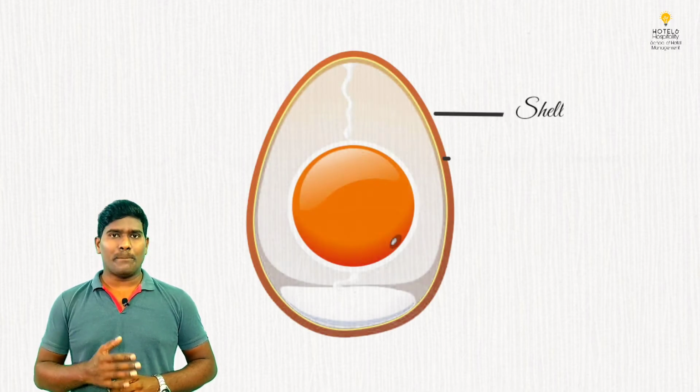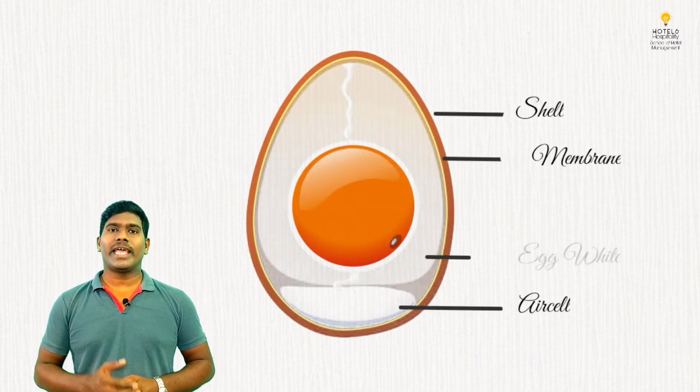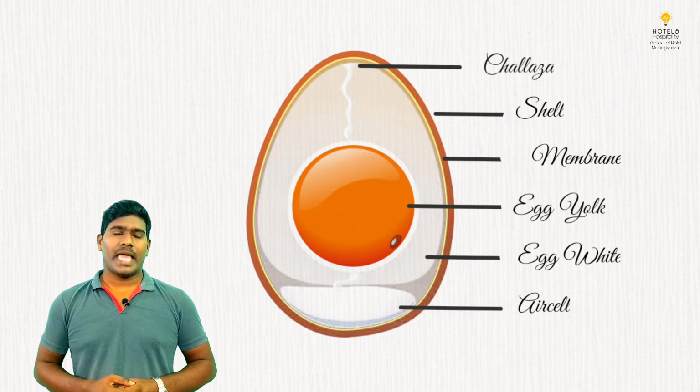Structure of an egg. The egg is composed of shell, membrane, air cell, egg white, egg yolk and chalaza. Egg white accounts for 2/3 of an egg and egg yolk accounts for 1/3 of an egg.